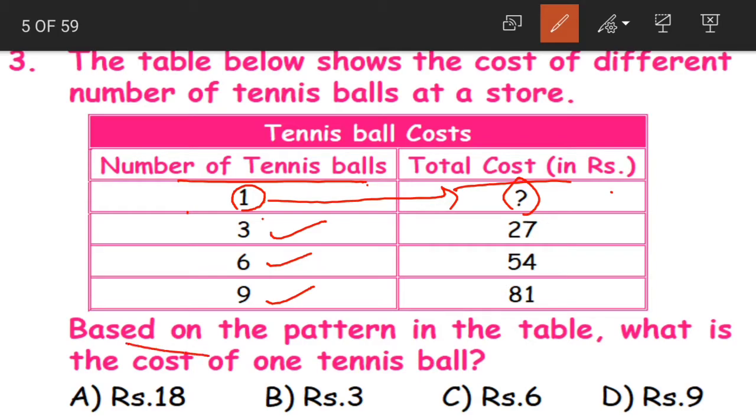Now, based on this pattern in the table, what is the cost of one tennis ball? You can take any of the 3, children. You can take this 3 balls cost 27 rupees, or 6 balls cost 54 rupees, and 9 balls cost 81 rupees. 3 cost 27, 6 cost 54, 9 balls cost 81.